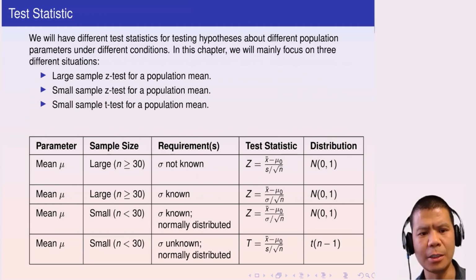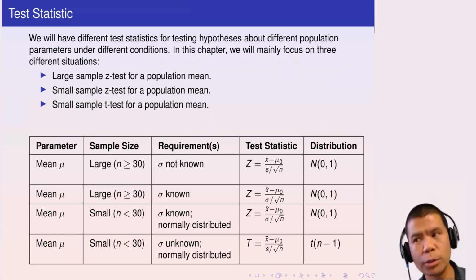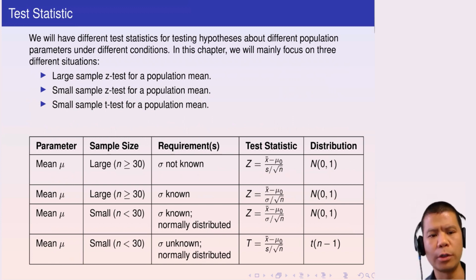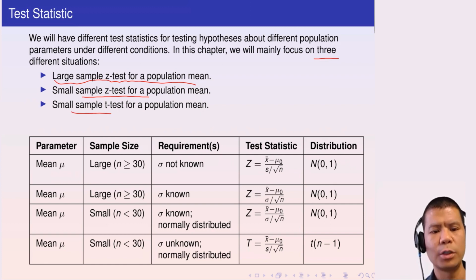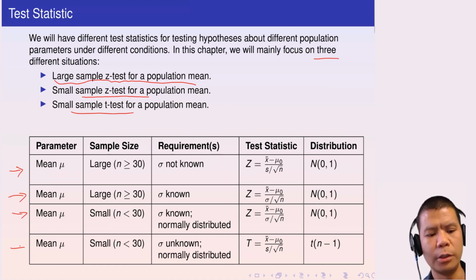Now the test statistic. What is a test statistic, right? We want to choose a proper one. For this chapter, we're going to mainly focus on three different situations: a large sample z-test, a small sample z-test, and a small sample t-test. So we have the following four different situations for the mean, depending on whether it is a large sample or a small sample.